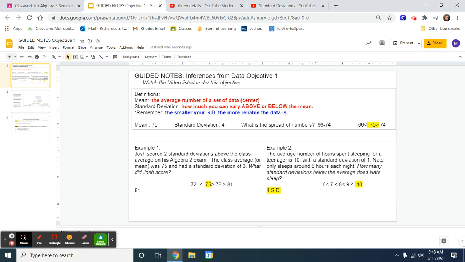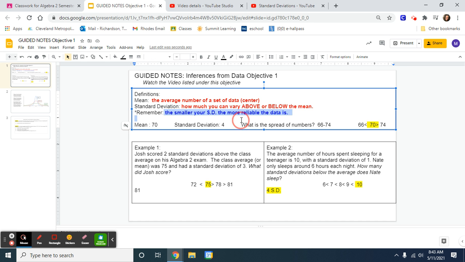Remember, the smaller your standard deviation, the more reliable. So the closer your data is together, or the smaller your deviation, it's more dependable. You know what you're going to get. The bigger your deviation, you don't know what you're going to get. Like if you had a weather day that said 70, but a high of 90 and a low of 30, you don't know what you're going to get. So the smaller your deviation, the more you can rely on it.